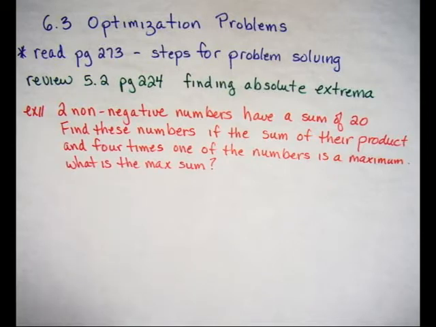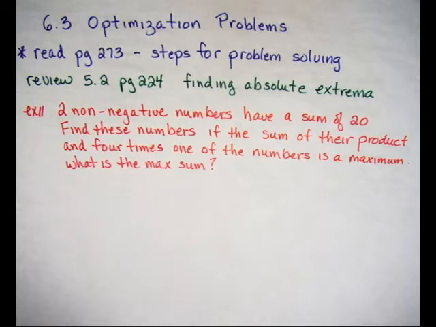Also, the math that's needed to solve an optimization problem is the math of finding absolute extrema, which we did back in chapter 5.2. So it would be a good idea to also go back and refresh your memory a little bit on how to find the absolute maximum and minimum values of a function over a given interval.